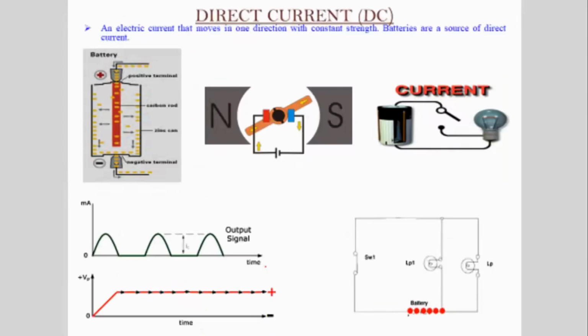Now we'll go to the second point: what is direct current, DC? Direct current is a constant flow in one direction. As you can see on the screen, it flows only in one direction, so it is indicated as a straight line. That is direct current. It is generated from batteries, which are the best example of direct current.